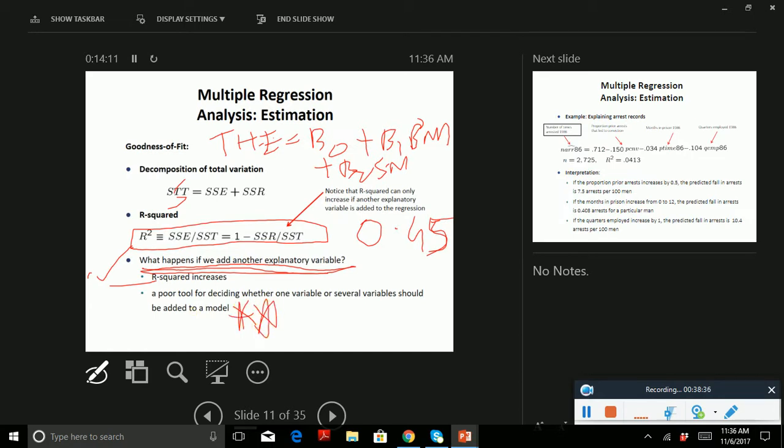So this is also important. I can ask, can I add more explanatory variables to just increase the R square? Then you can write that it's a poor tool for deciding if we need to add more or not.